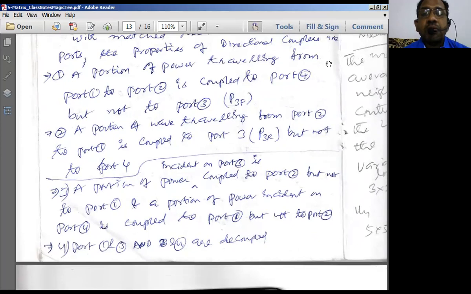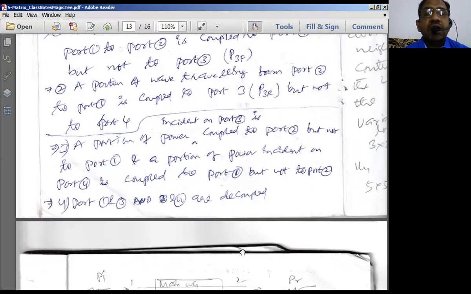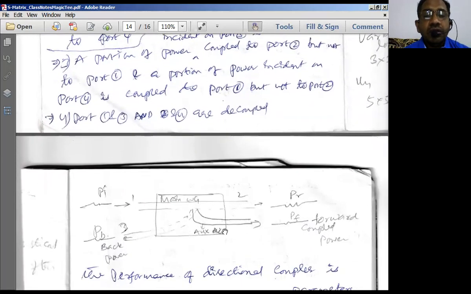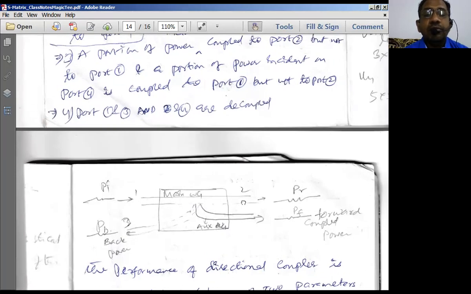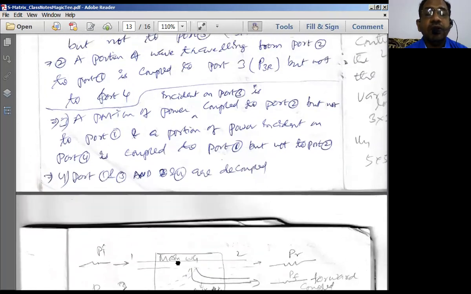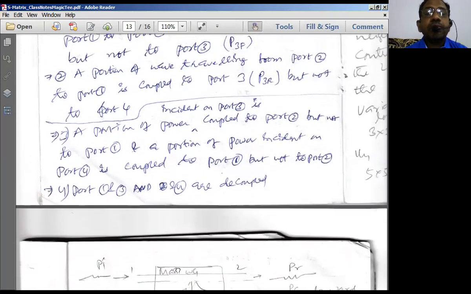The portion of the power traveling from port 1 to port 2 is coupled to port 4. See here, there are going to be ports divided like this. You're going to have port 1, the main port, port 2, port 3, and port 4. Now, when you transmit a signal from port 1, it will be simply coupled to port 2. While it is getting coupled to port 2, no signal is coupled to port 3.